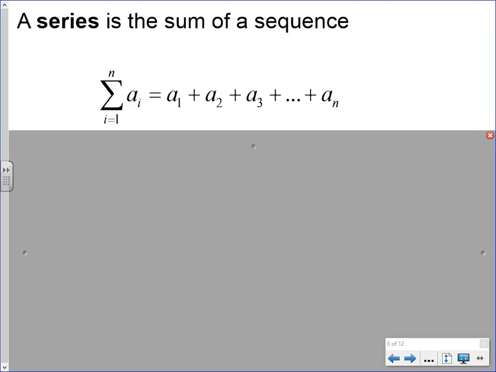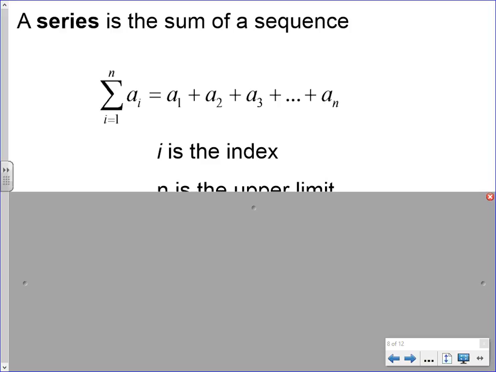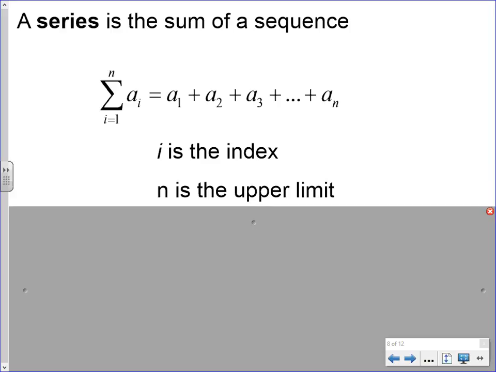Okay, what do all of these things mean? I is the index, it tells you where to start. So if that says I equals 1, you begin by plugging in 1. If it says I equals 3, you begin by plugging in 3. N is the upper limit, that is where you stop. So if that N is a 6, and I equals 1 down below, you plug in 1, then 2, then 3, then 4, then 5, then 6, and then stop.